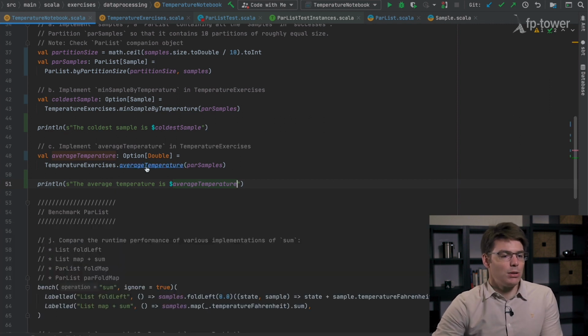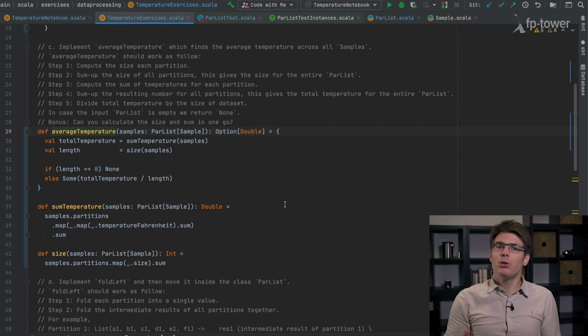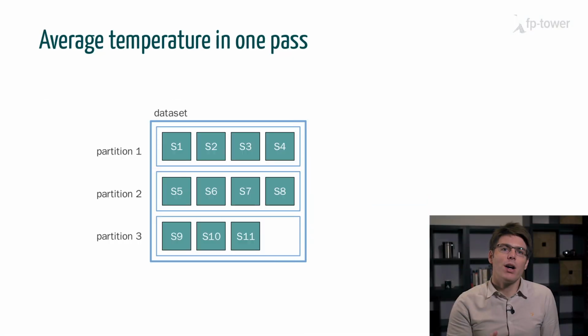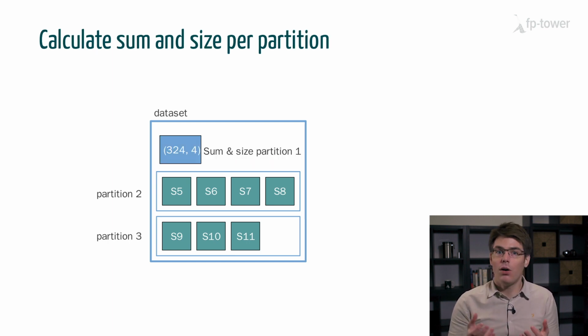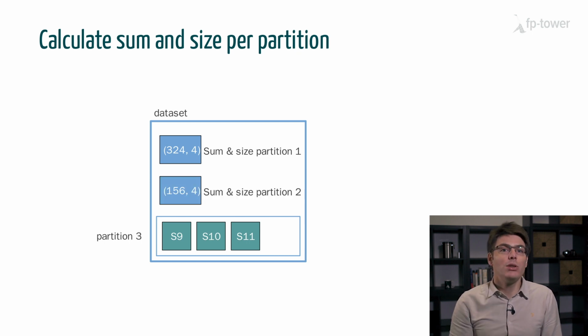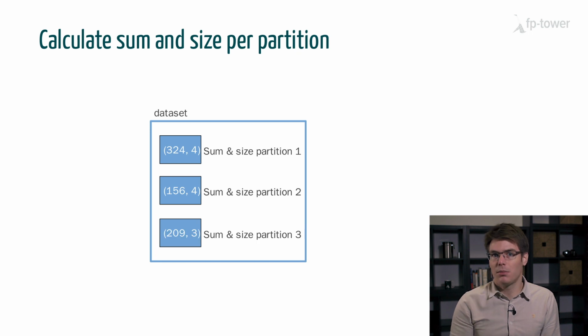So the next step is to go back to average. And now we're going to try to improve the performance of this function. Currently, we are iterating twice over the collection. Once to calculate the sum of the temperature, and another time to calculate the size of the dataset. Instead, we could calculate the sum and the size in one go. For example, we could go through partition 1 and calculate the total temperature of its samples, as well as the size of the partition. Then we do the same for partition 2 and 3.